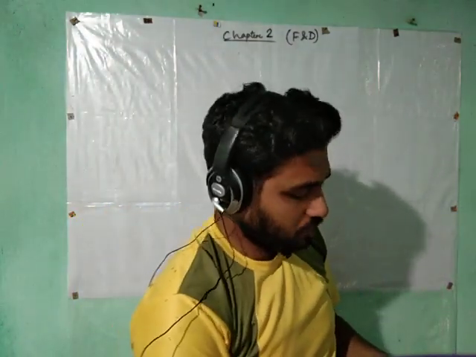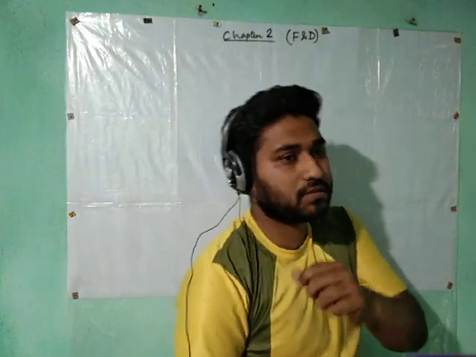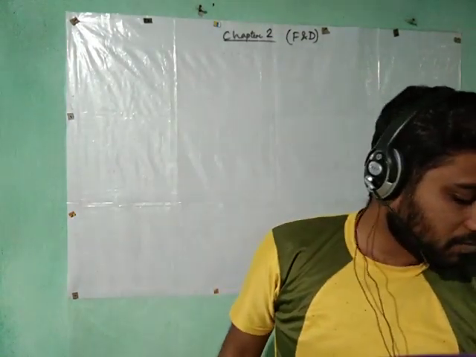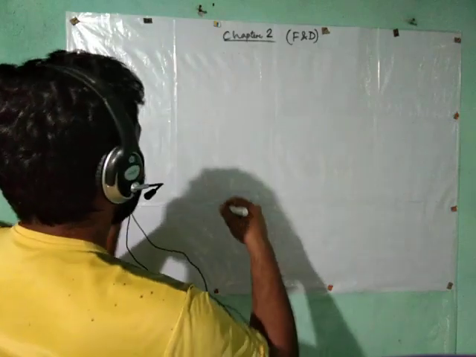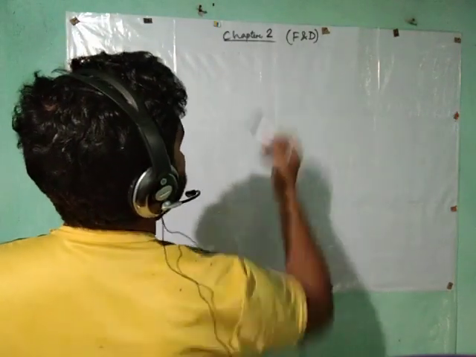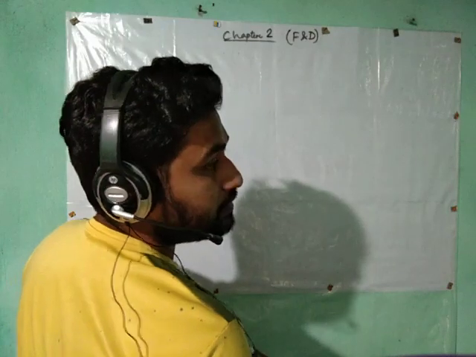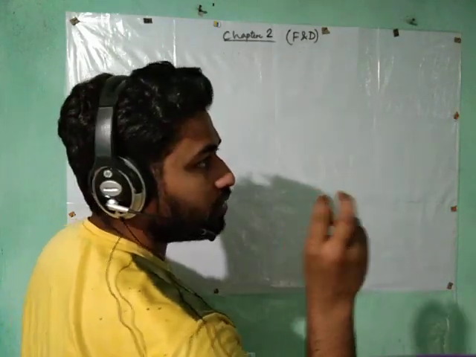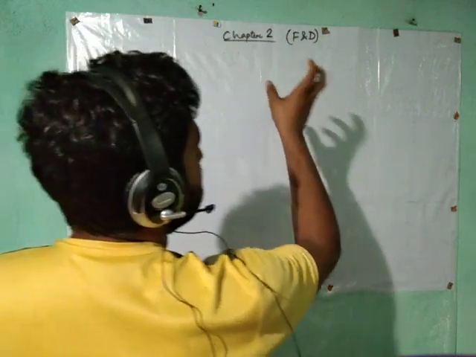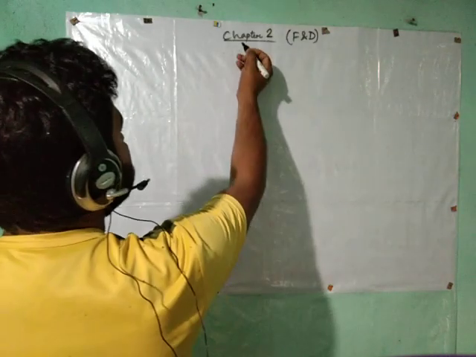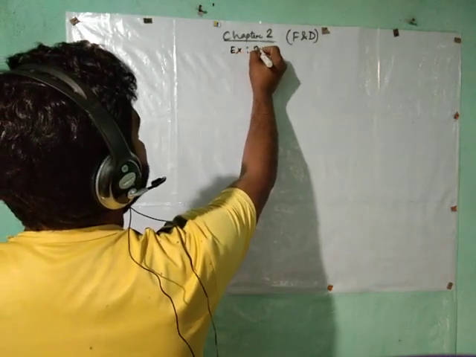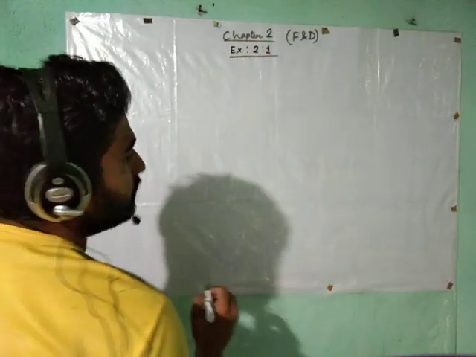Now, I got some mistakes from your copies. Most of you have made mistakes regarding plus and minus when fractions are concerned. So let me do the exercise again, exercise 2.1. This is chapter 2. F and D means fractions and decimals. I am writing in abbreviation so that I can write more things in this small canvas area.